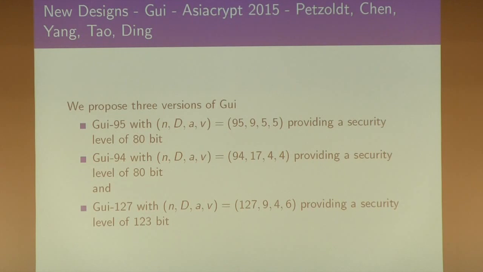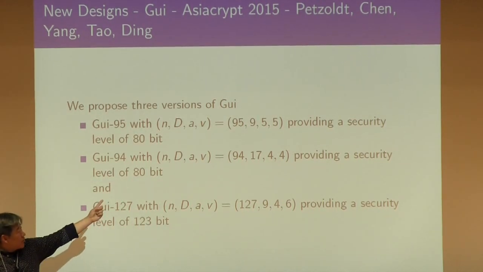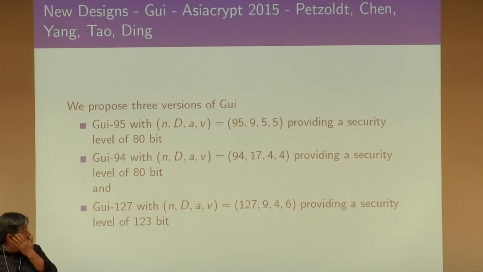So this work was done last year, and this is the algebraic attack. So this is HFE-encrypt. In the end, we proposed the following parameters. So we have 95, 95, 94, 17, 44, and 127, 946.